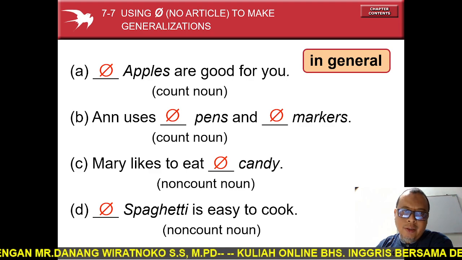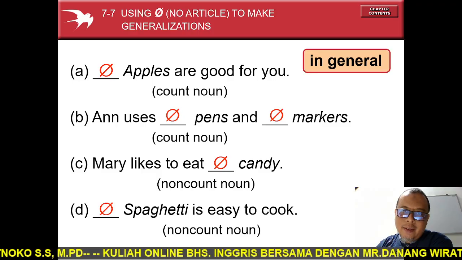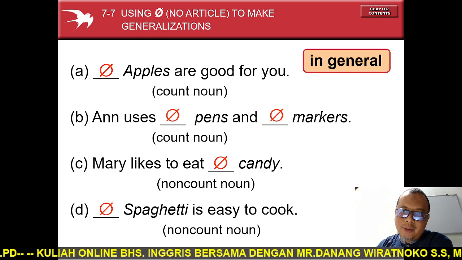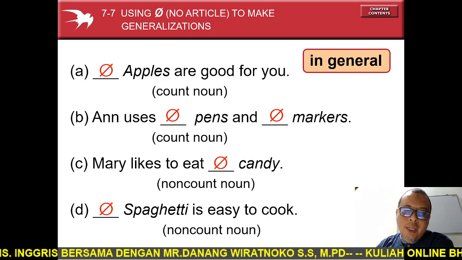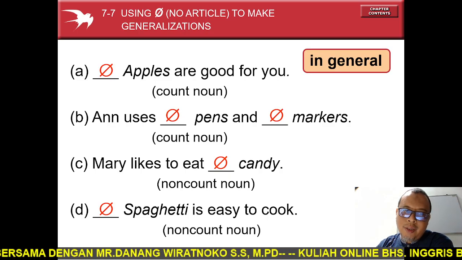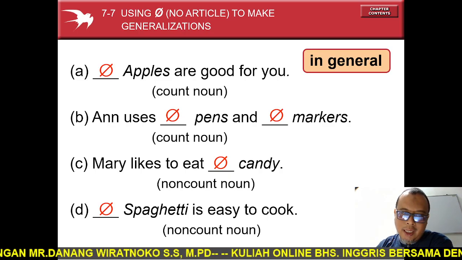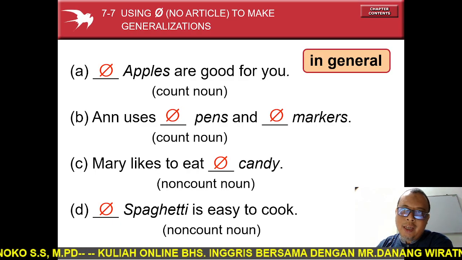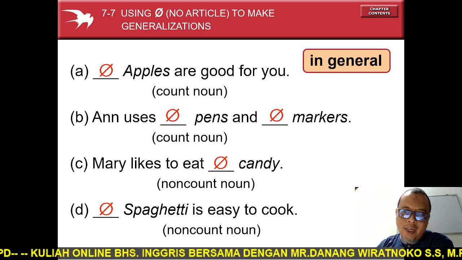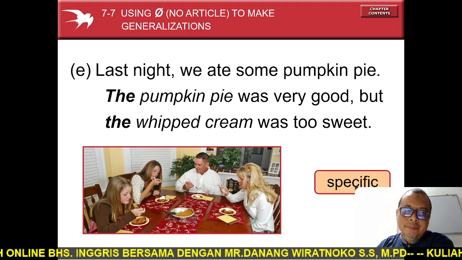And use pens and markers. Ya, ini mungkin kebiasaan Anne, dia menggunakan pen dan juga marker. Maybe she's a teacher. Mary likes to eat candy. Nah, secara umum dia emang hobinya makan candy. And then spaghetti is easy to cook. Okay, secara umum emang spaghetti is easy to cook. Yeah, everyone can cook spaghetti.